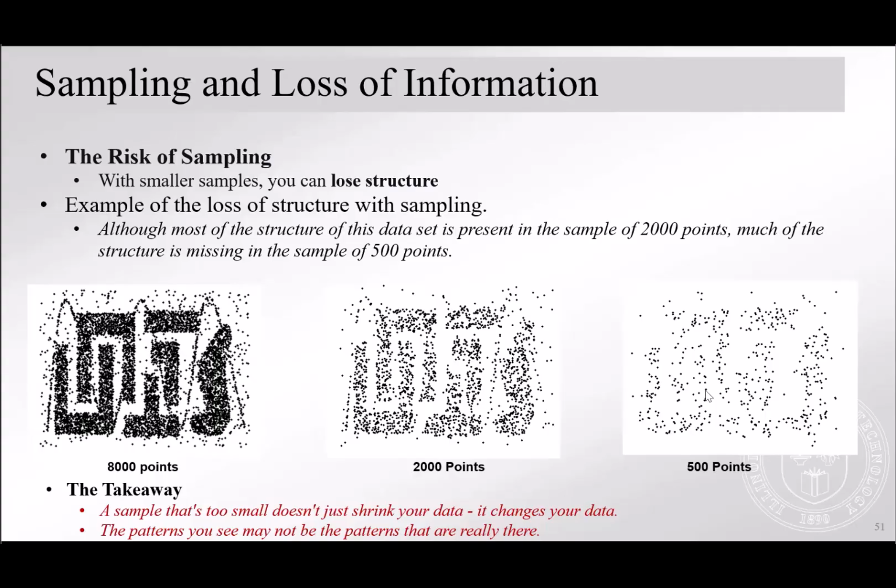So here's the key insight. A sample that's too small doesn't just shrink your data, it changes your data. The patterns you see in a tiny sample might not be the patterns that are actually there. So sampling is powerful, but only when you get the size right: big enough to keep the structure, small enough to keep the advantage.